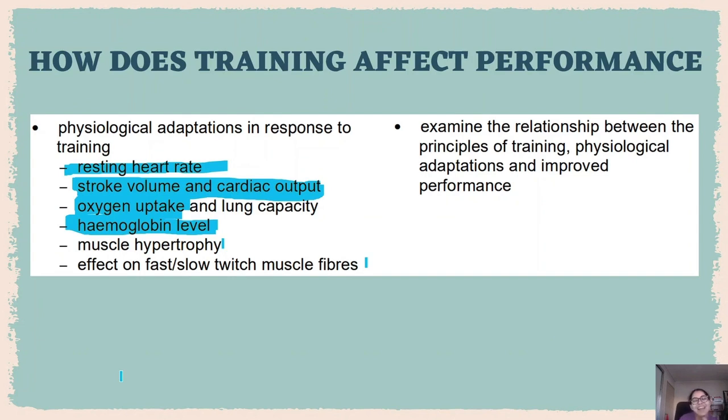No, but okay, so let's have a look now. I would talk about resting heart rate, but I wouldn't talk about muscular hypertrophy or the effect on slow twitch or fast twitch muscles or lung capacity. So if you said any of those, you would be good to go.